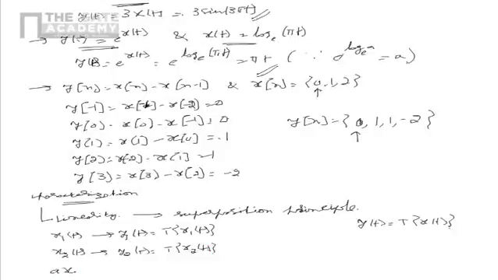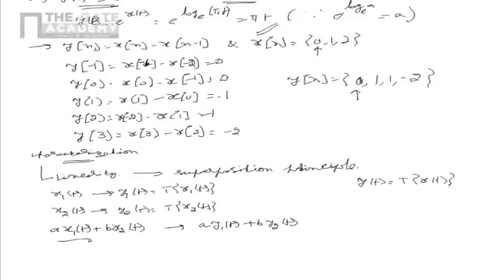Now suppose there is a linear combination of the inputs given, which is a into x1 of t plus b into x2 of t, to which the output should be a into y1 of t plus b into y2 of t. If for the given input a x1 of t plus b x2 of t, we are able to get the output a y1 of t plus b y2 of t, it means that if we are able to get the output in this form, then we say that the system is linear.